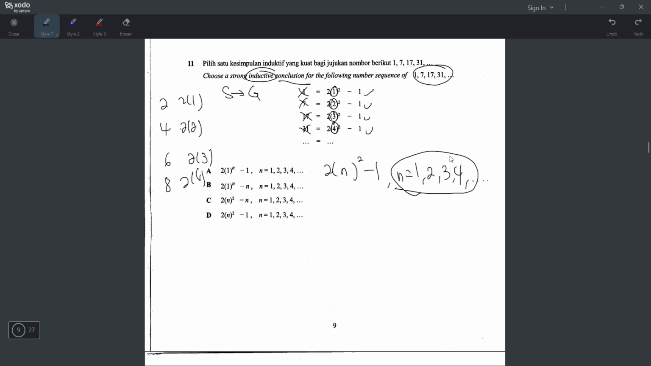So just remember one thing, the n here must always be 1, 2, 3, 4 or 0, 1, 2, 3. Okay? And if you sub the 1 inside, sub the 2 inside, sub the 3 inside, sub the 4 inside, you will get back this. If you don't get back, means you did something wrong. All right, so which one is the answer? D, right? 2n square minus 1. Yeah, so that's how you do it.